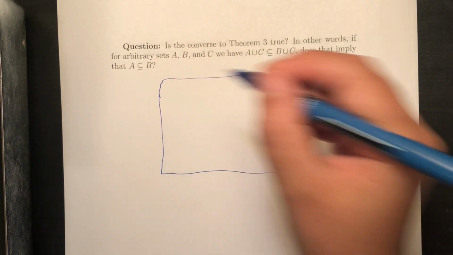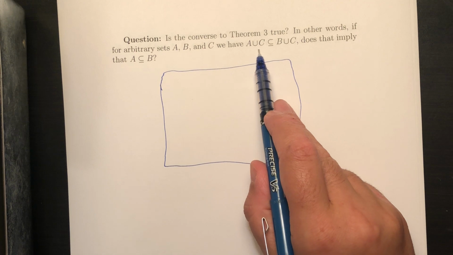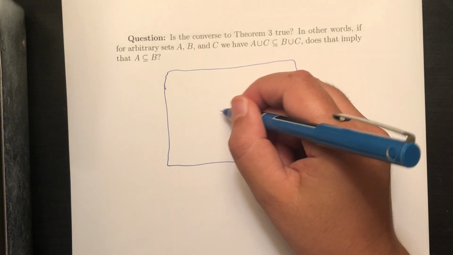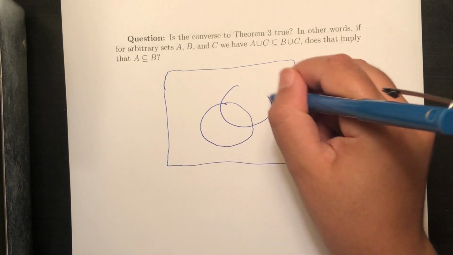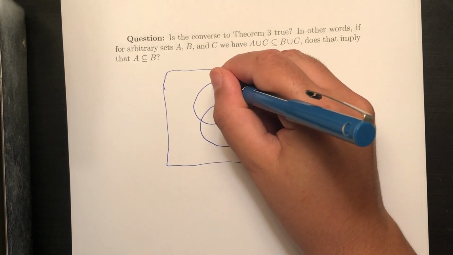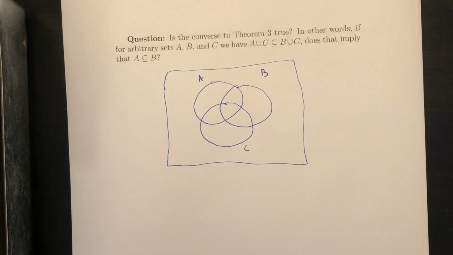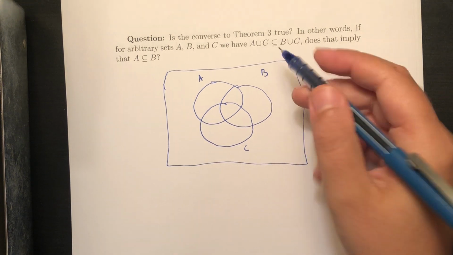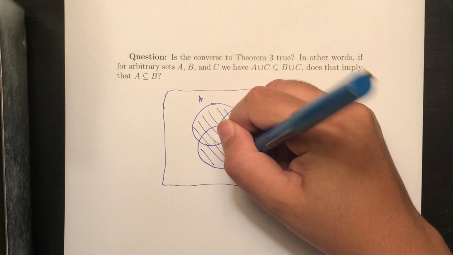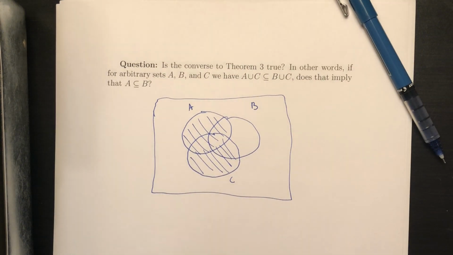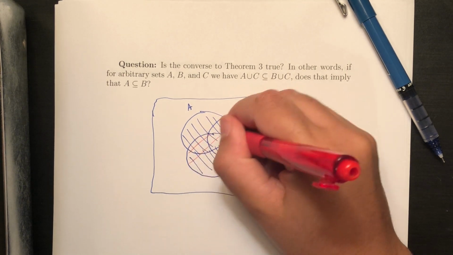We've got these sets A, B, and C, and we know that A union C is a subset of B union C. So let me draw them all like this: A, B, and C. We know that A union C is a subset of B union C. Here's B union C here.